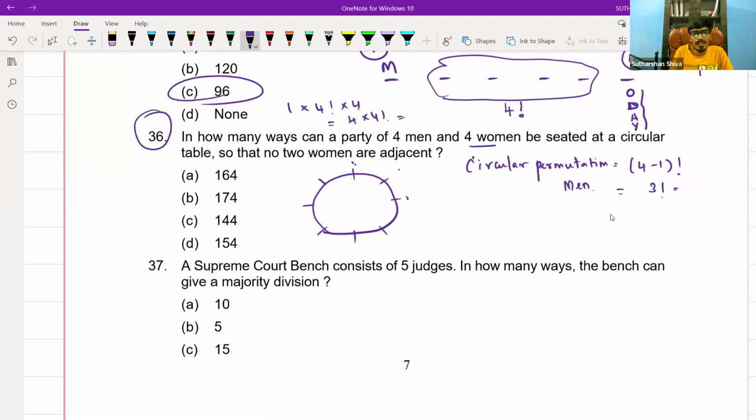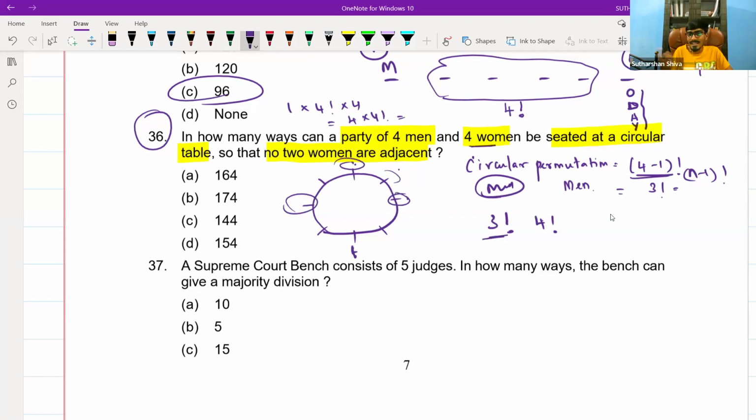Question number 36. In how many ways can 4 men and 4 women be seated in a circular permutation at a circular table so that no 2 women are adjacent? In a circular permutation, we will use the formula n minus 1 factorial. Men I will arrange first. So 4 minus 1 is 3 factorial. If I arrange the men in 3 factorial ways, then women can arrange themselves in 4 factorial ways. How can it be 3? I will fix one man over here. Remaining in these places, they can sit anywhere, so that it will be 3 factorial ways.